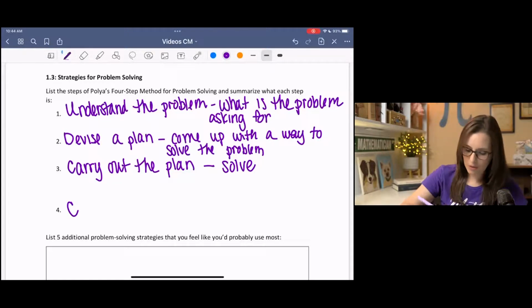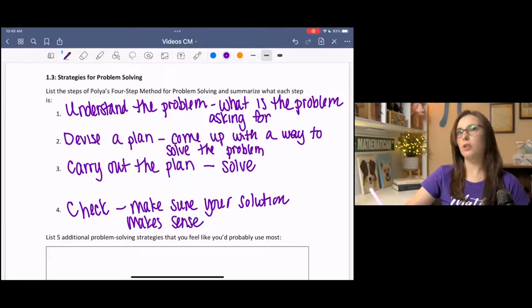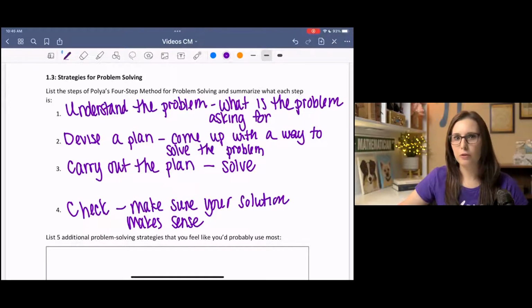And then the last step is to check. In this step, you want to make sure your solution makes sense. So if you're doing a math problem and it says you kick a football and you want to see how high it went, so this is a quadratic problem, but if you come up with a solution with a negative number for the height, that doesn't really make sense to the problem. So you might have to go back and check.